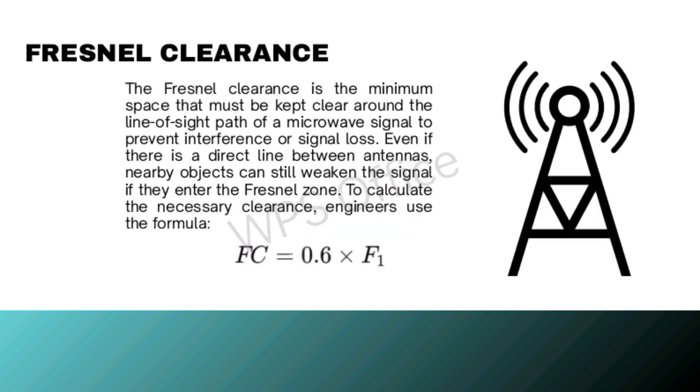Fresnel clearance is the minimum space that must be kept clear around the line of sight path of a microwave signal to prevent interference or signal loss. Fresnel clearance is like the safe space that needs to stay empty around the invisible signal tunnel between two antennas. Imagine you are throwing a ball to your friend. If there are trees or poles near the path of the ball, it might bump into them or slow down. The same thing happens to microwave signals. Even if the antennas can see each other, stuff that's too close can still mess up the signal. The formula for Fresnel clearance is 0.6 times F1.